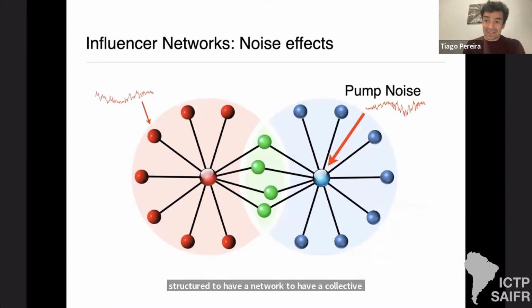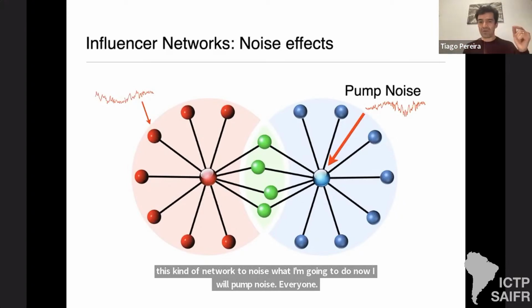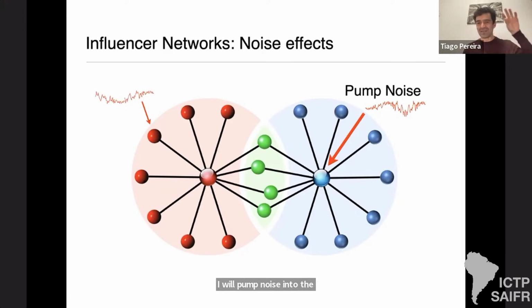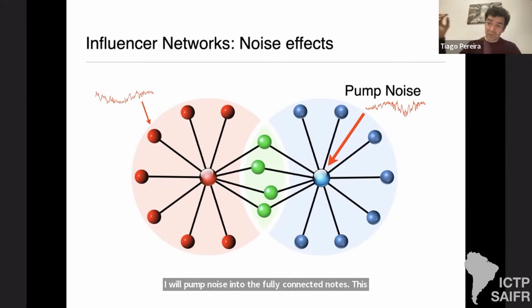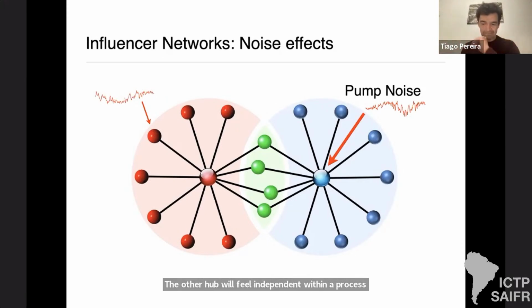So what we did then is to see what the response of this kind of network to noise is. What I'm going to do now is pump noise everywhere. I will pump noise into the poorly connected nodes, the leaves, and I will also put noise into the hubs. The noises are all independent. One hub will feel a Wiener process. The other hub will feel an independent Wiener process. The leaves will feel another independent Wiener process. So each node will now be driven stochastically.